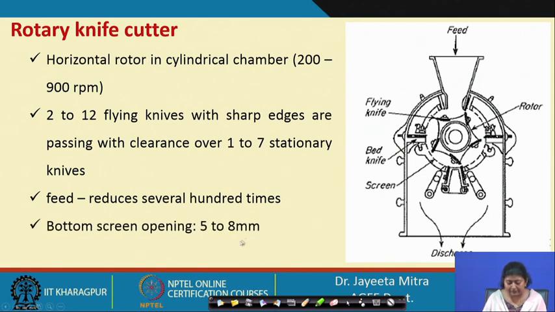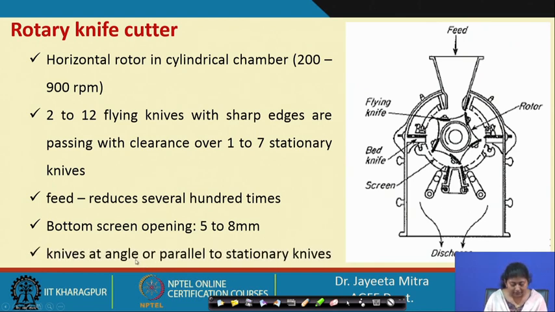Bottom screen opening is 5 to 8 mm. So, when the particle size comes lower than that, it will come down from that sieve. Knives are at an angle or parallel to the stationary sieve. So, these knives are coming down every time. There are 2 stationary knives here, and all the flying knives are attached with the rotor. So, these are coming with an angle or just parallel to the stationary knives, so that the clearance between the stationary knives and the flying knives is very small, so that the cutting action will be done.